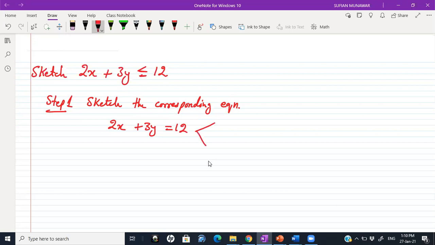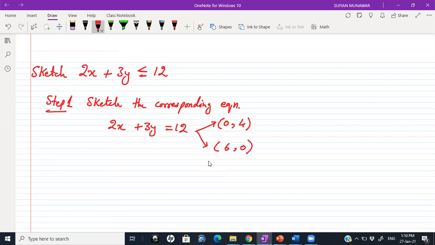We just need 2 points, and you can obtain those simply by having the x-intercept and the y-intercept. You put x equal to 0 and you get y, and then for the other point you can put y equal to 0 to get x. So you get these 2 points.